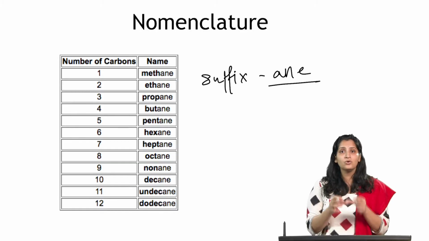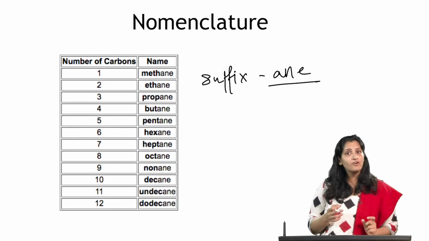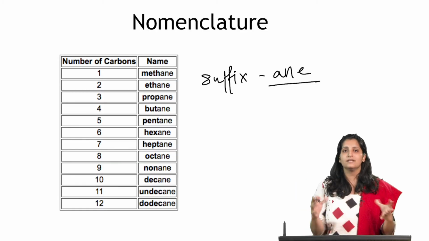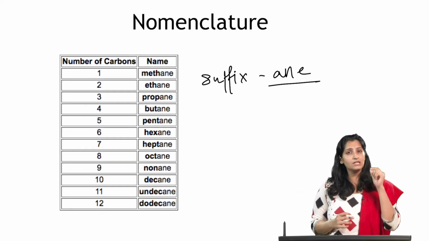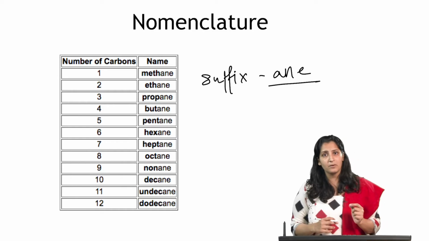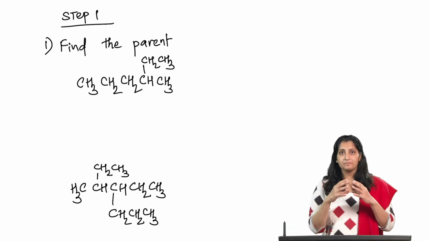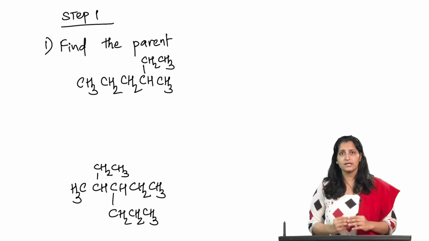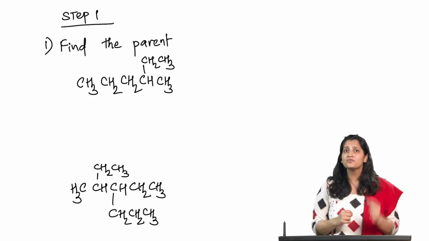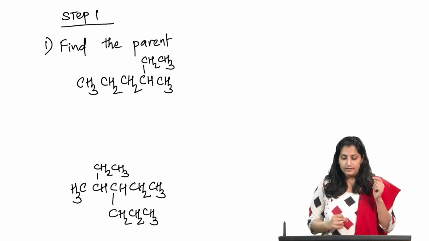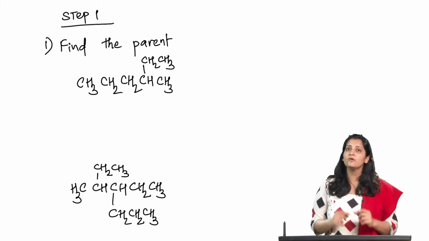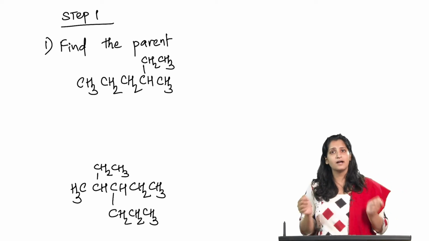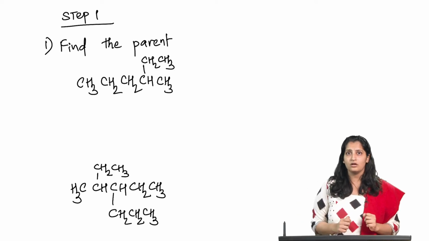Now we need to know how to name a constitutional isomer of a particular alkane, or whenever there is a branched compound, how do we go about naming it such that we get a unique name for that compound. So now let us look at how to name a branched alkane. The first step is finding the parent. What we need to do is find out the longest continuous chain of carbon atoms present in the molecule.